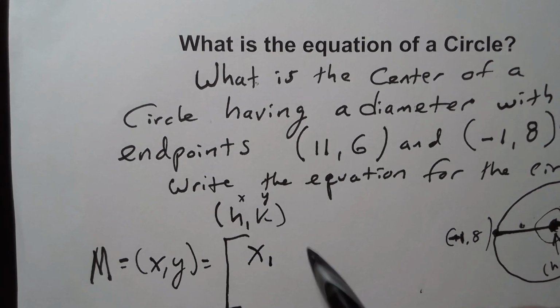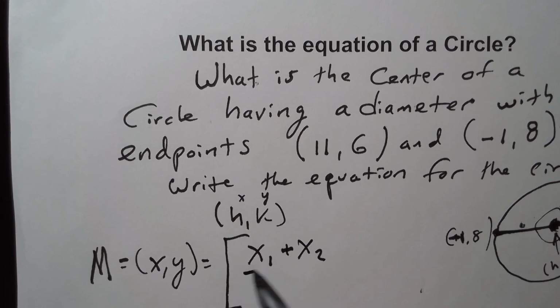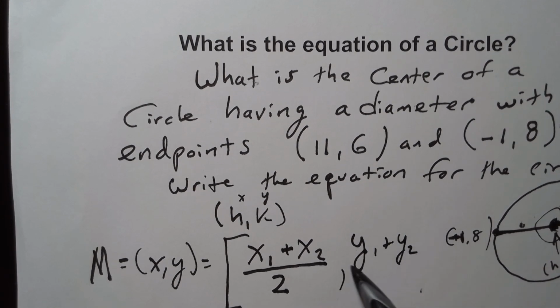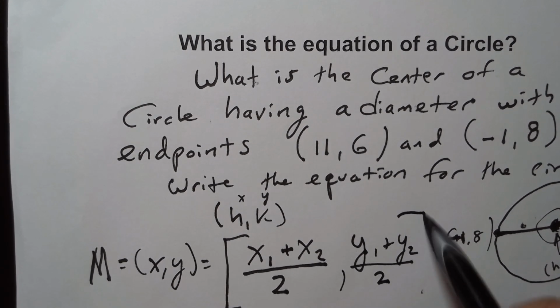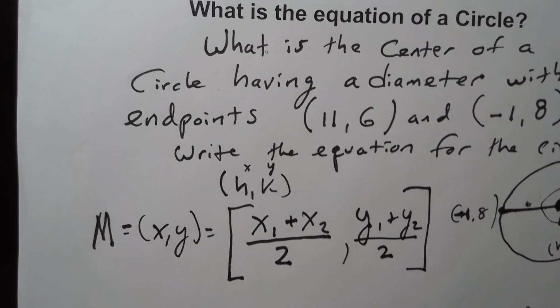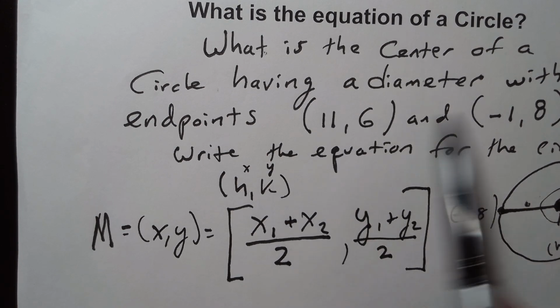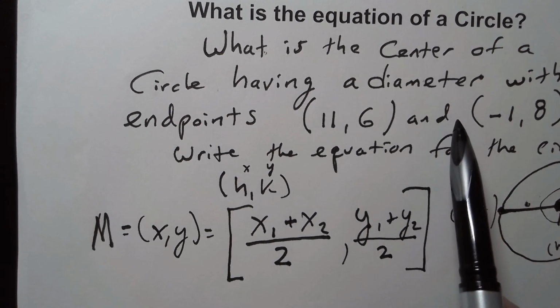x sub 1 plus x sub 2 divided by 2. That's going to give the x side, and then y sub 1 plus y sub 2 divided by 2. That is our midpoint formula, and we're going to use this formula to find the midpoint or the center of the circle in this case.